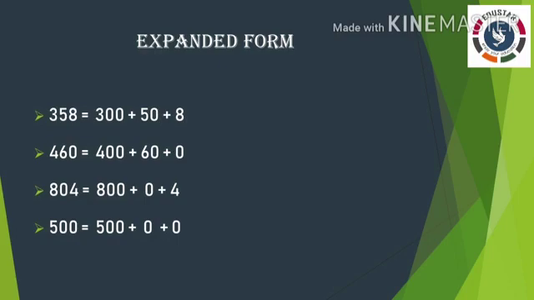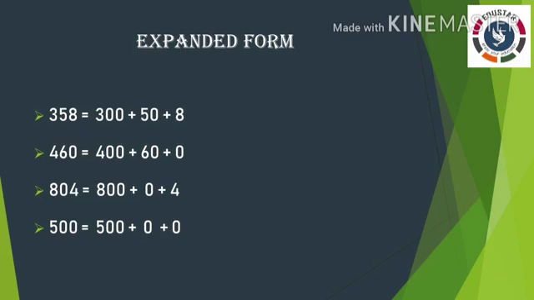Okay. What is our next sum? Number 460. Here 4 is in hundreds place, 6 is in tens place and 0 is in ones place. For 4, how many zeros do we have to add? We have to add 2 zeros because 4 is in hundreds place. For hundreds place, we should add 2 zeros, isn't it?